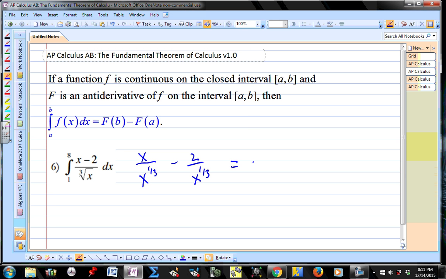Well, x over x to the 1/3 power is x to the 2/3. Remember, there's a 1 in the corner here in the exponent. We subtract the exponents when dividing terms with the same base. And if you rewrite the second term, you're going to get minus 2x to the negative 1/3 power. So now we can continue.